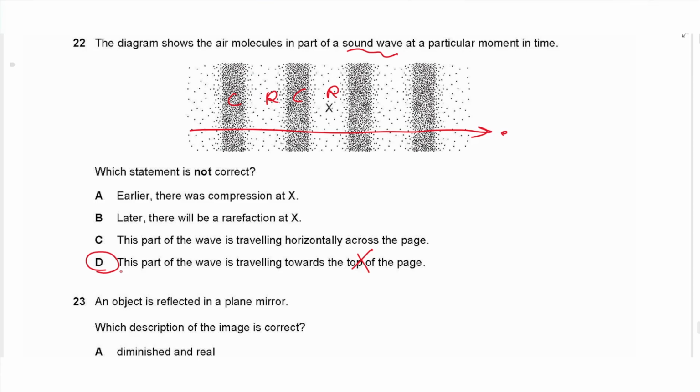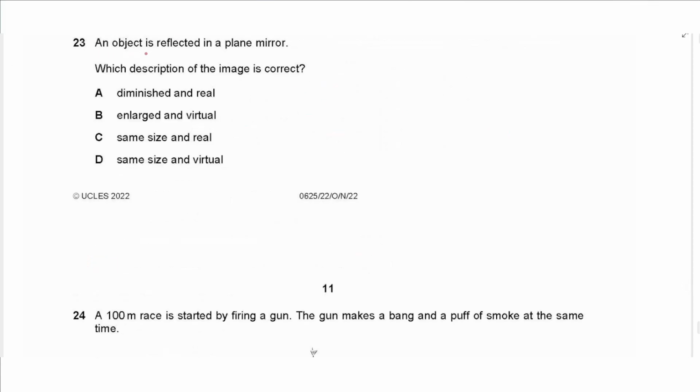It's not correct. Question 23 says, an object is reflected in a plane mirror. Which description of image is correct? It is not diminished nor enlarged. It's the same size. And it is virtual, not real. So the answer is D.